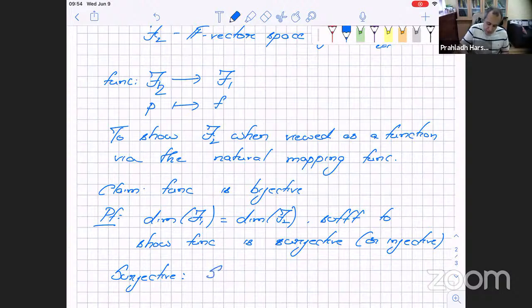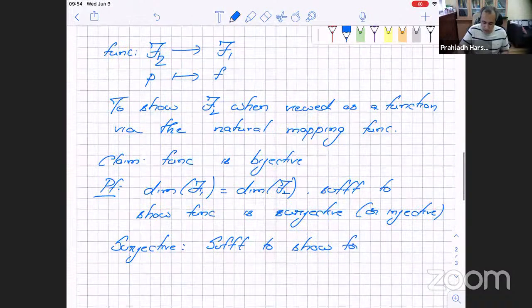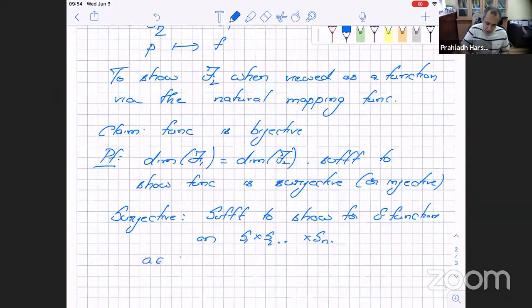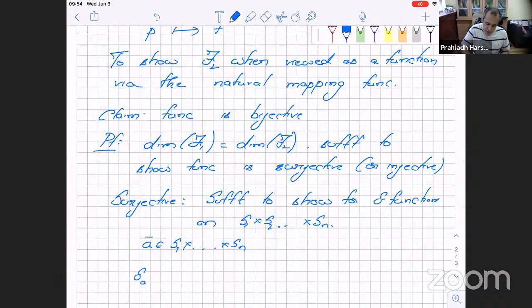So it is sufficient to show it for delta functions on the grid. In particular, let A bar belong to S1 cross S2 cross Sn, and let's look at the delta function delta A bar of x bar. This is equal to 1 if x bar equals A bar and 0 otherwise.